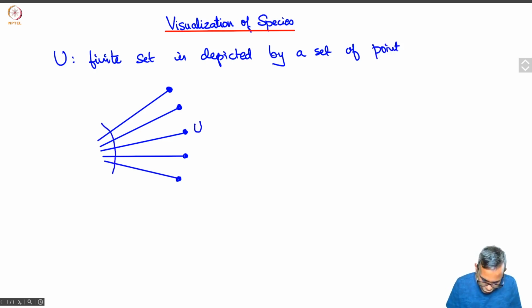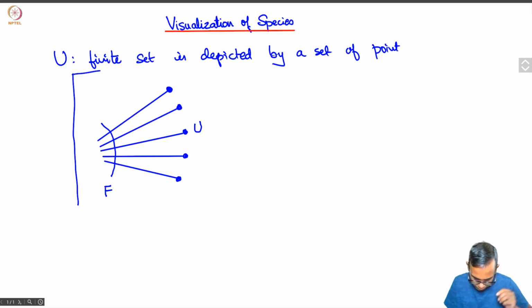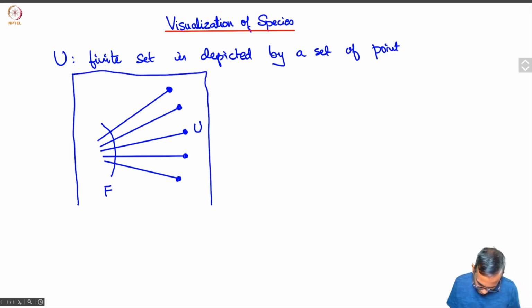And when we put an F structure, we depict it like this. So we may put this whole thing inside a box. So this is one way of denoting an F structure on U. We draw these sort of rays going into the set U and write F across them to say that, okay, we had this set U and now we have imposed an F structure on it. So this is an abstract species visualization.